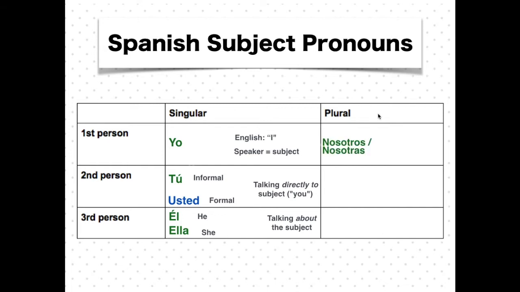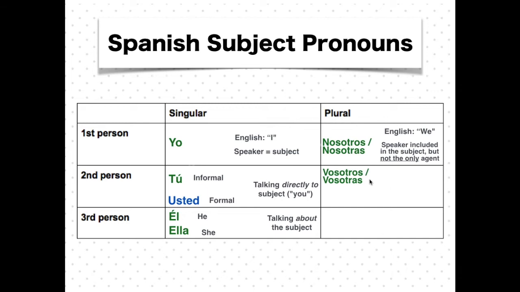Now let's take a look at the plural side. So for first person plural, we have nosotros and nosotras. The difference between these two will only come down to gender. So nosotros would be used with a group of all males, whereas nosotras would be used with a group of all females. If you have a group of mixed gender, you would use nosotros. So this would translate to mean we in English, and that's when the speaker's included in the subject, but is not the only agent. So some examples of that could be my mom and I, my friends and I, something like that, where the speaker's part of the subject, but there are other people or things as well.